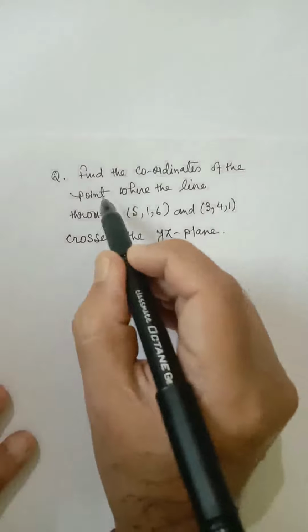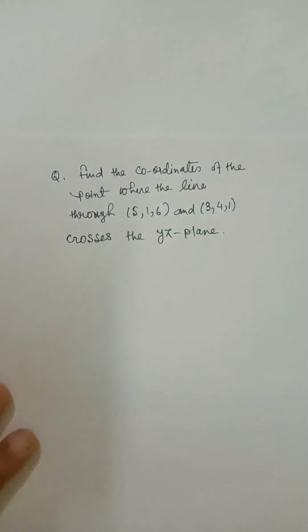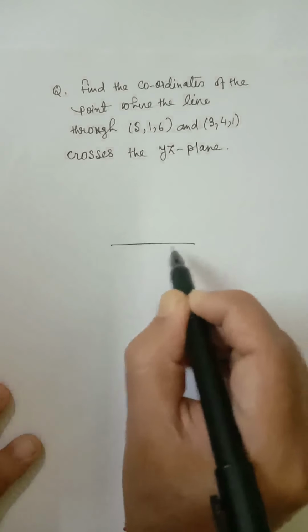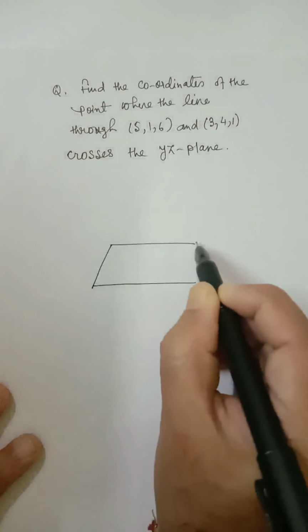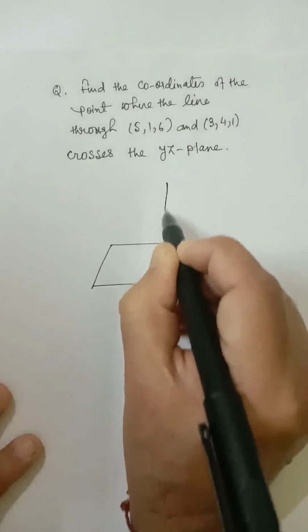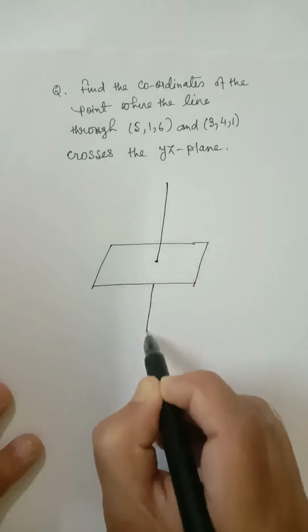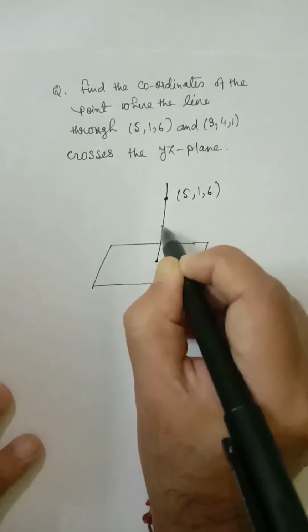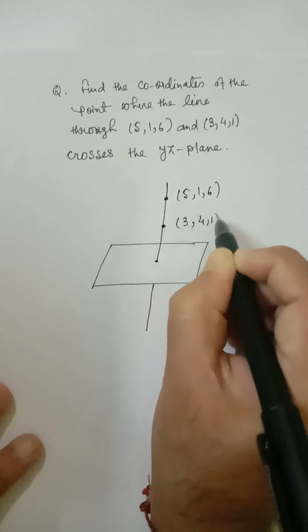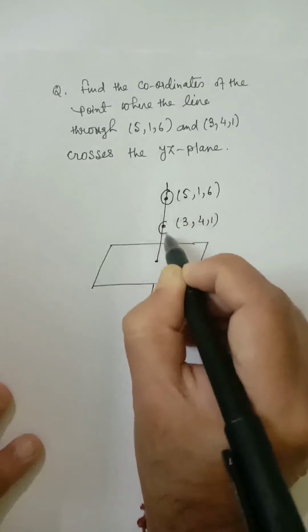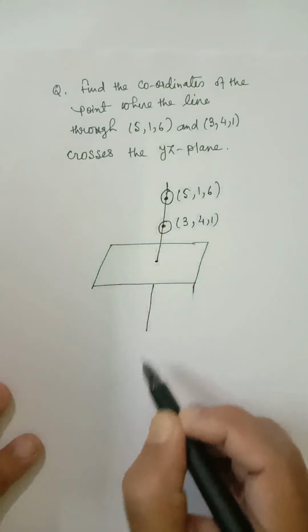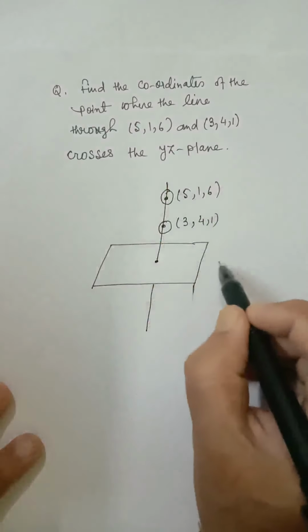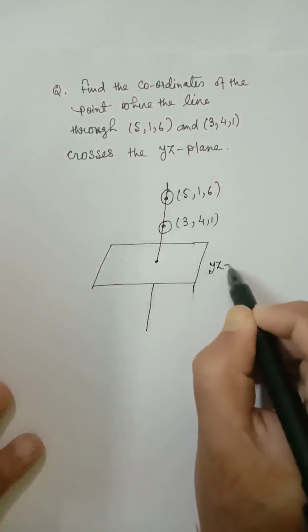Next question is, find the coordinates of the point where the line through 5, 1, 6 and 3, 4, 1 crosses the yz plane. Suppose this is the yz plane, and this is the line joining 5, 1, 6 and 3, 4, 1. We have to find the point where the line joining these 2 points meets the yz plane.